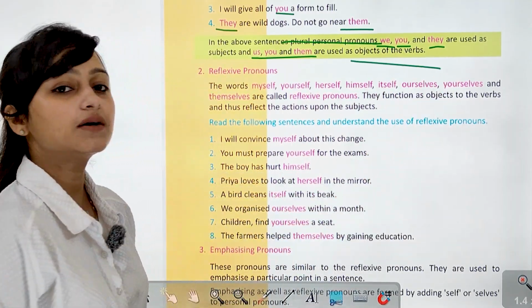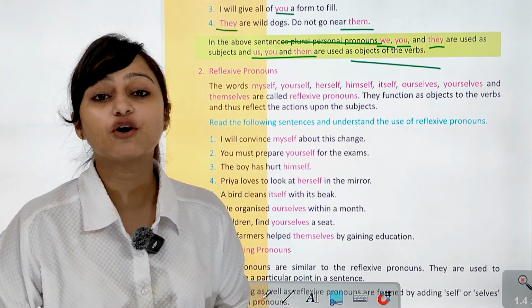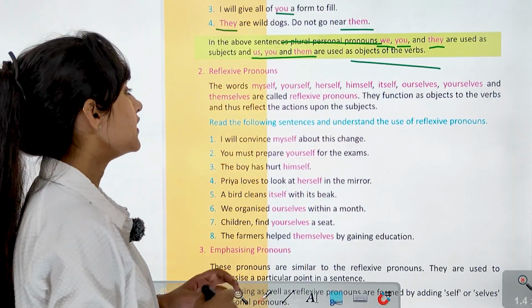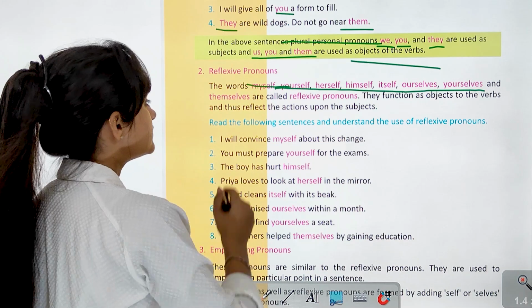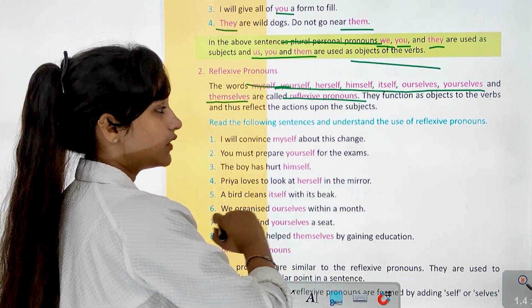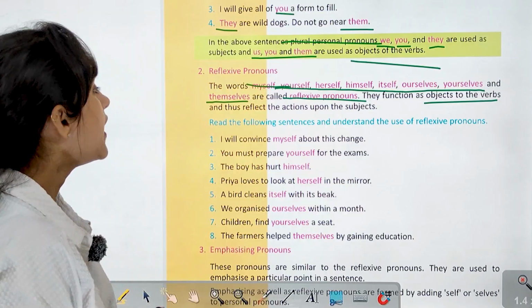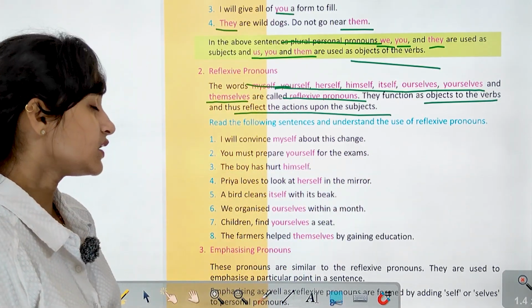Now, let's talk about reflexive pronouns. What are reflexive pronouns? Myself, yourself, himself, ourself. These all are the reflexive pronouns. The words myself, yourself, herself, himself, itself, ourself, yourself, themselves are called reflexive pronouns. They function as objects to the verb. ये कैसे function करते हैं? Objects to the verb and thus reflect the action upon the subject. Action reflect करते हैं subject पे.